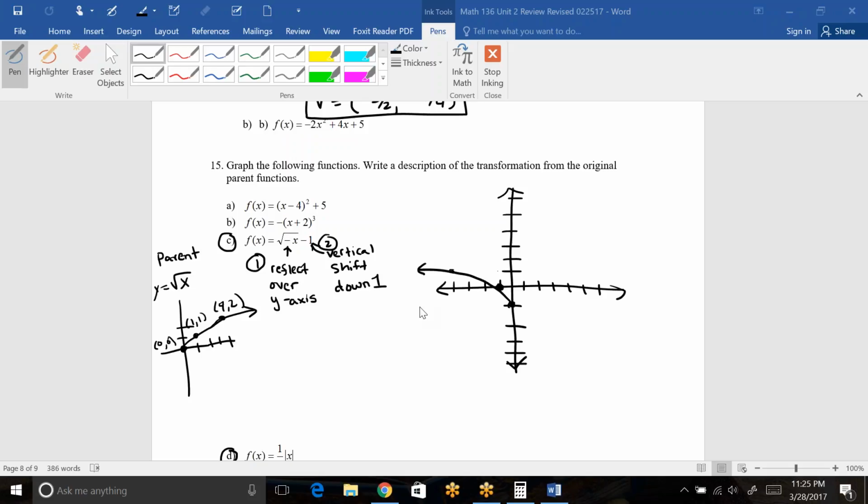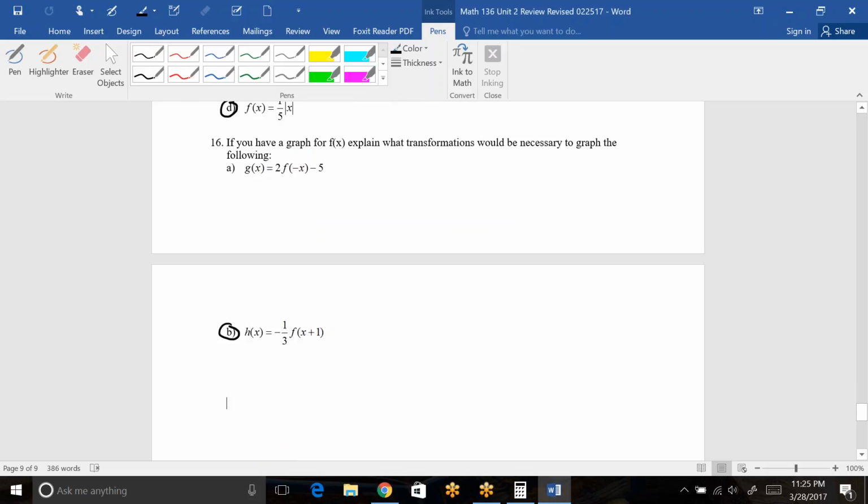All right, we also need to look at part D, which is an absolute value. I don't know why my computer's locked again. There we go. So let's make some space for D part.